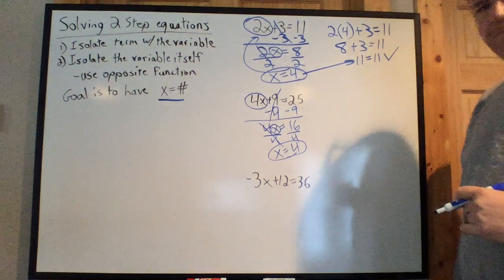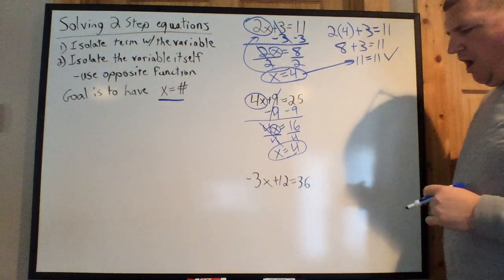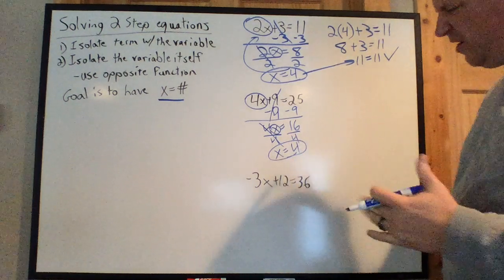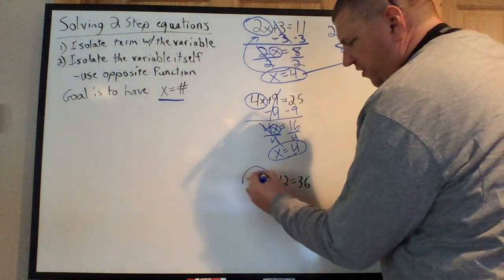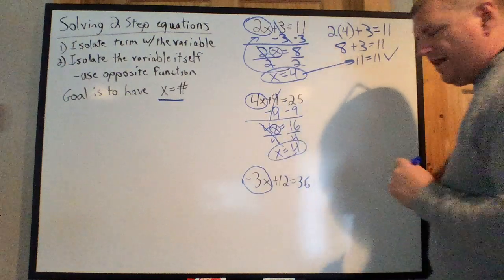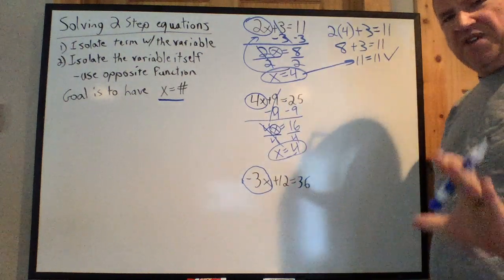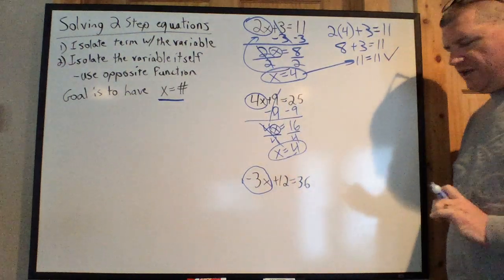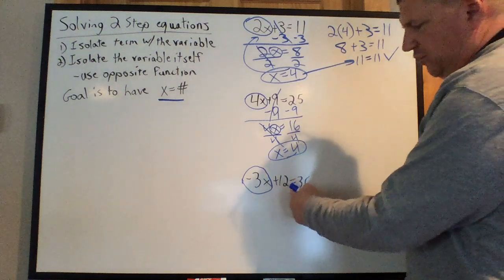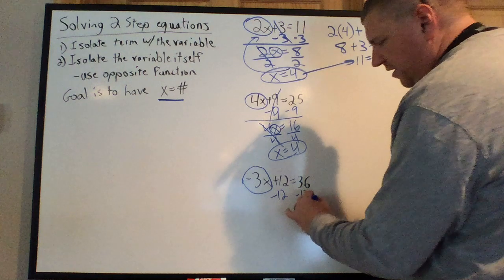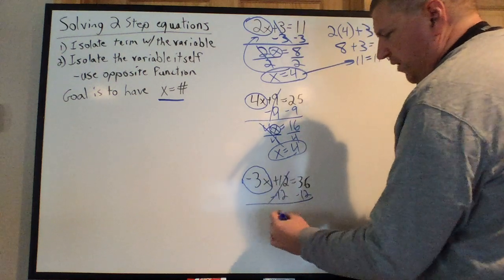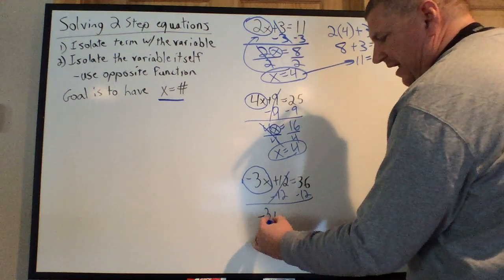In our final example, we now have a coefficient of a negative number. That really doesn't change our process at all. So again, here's our term that has the variable in it. I put a circle around it. That's a protective circle. It's a force field. We don't mess with it just yet. So I'm going to get rid of the plus 12 here first. I'm going to subtract the 12 from both sides. Those 12's will cancel. I get negative 3x equals 24.